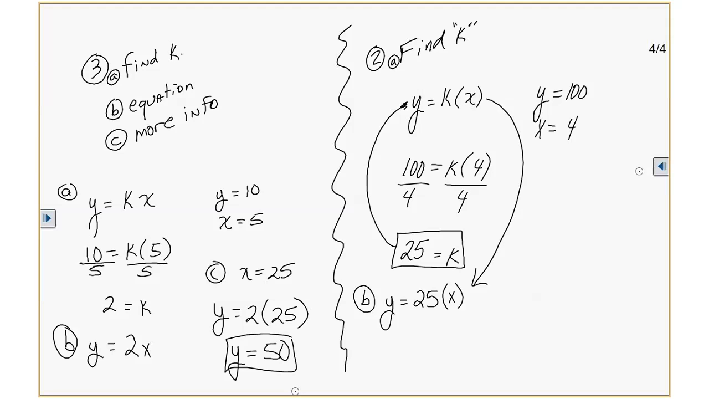10% of the questions I give you are going to come from the first one. 40% are going to come from the second one, and 40 to 50% are going to come from the third one. So you need to focus on number 2 and number 3. We need to focus on this one and this one.